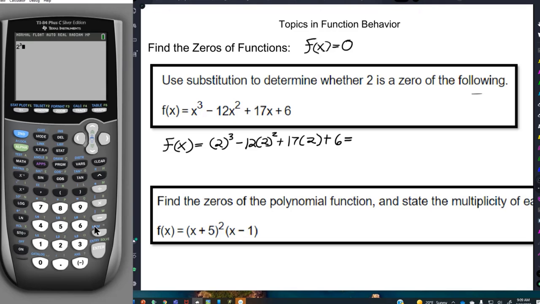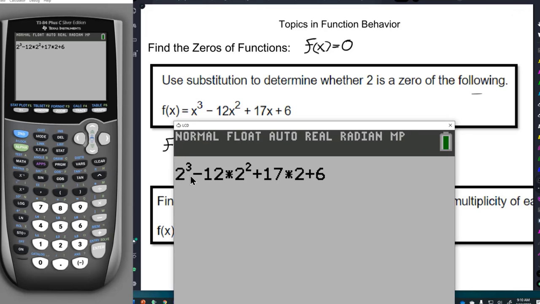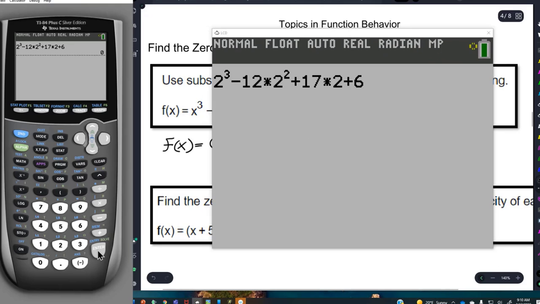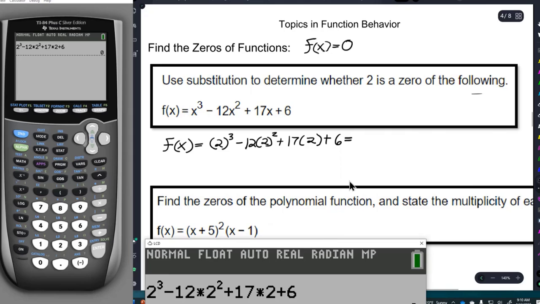2 cubed, minus 12 times 2 squared, plus 17 times 2, plus 6. Let me pull out the big deal. There it is. This is what I typed. Let's make sure it matches. 2 to the third power, 2 cubed, minus 12 times 2 squared, plus 17 times 2, plus 6. Enter. Yeah, how about that? All right, that means that 2 is a zero.